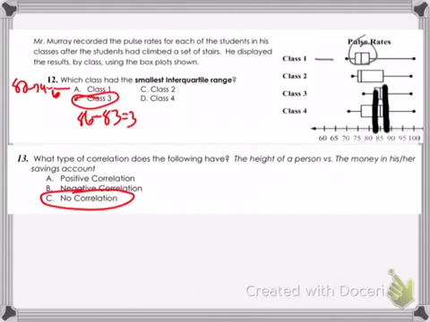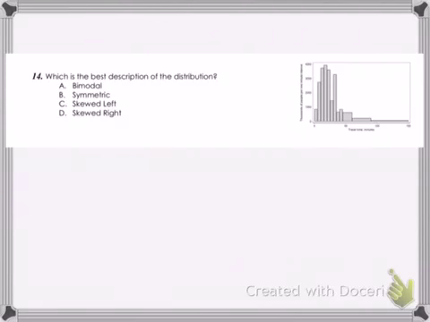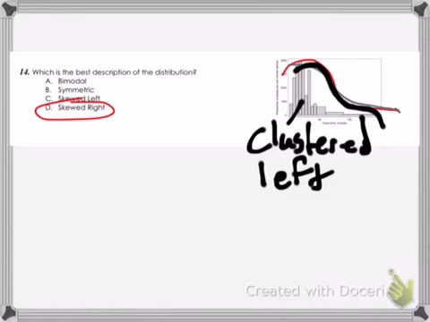Class 3, if you look at our table over here, it's the one that's closest together for Q3 and Q1. 86 minus 83 approximately would be 3. And the height of a person has nothing to do with how much money is in their savings account, so there would be no correlation. Which is the best description of the distribution? Bimodal, symmetric, skewed left, skewed right. Skewed right, or you could also call it clustered to the left.